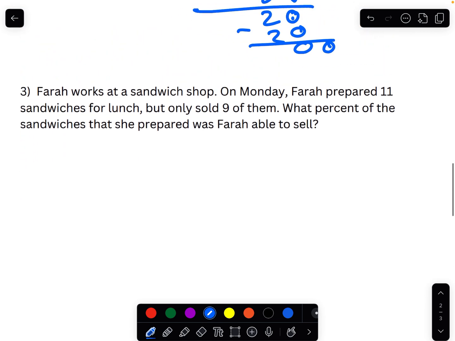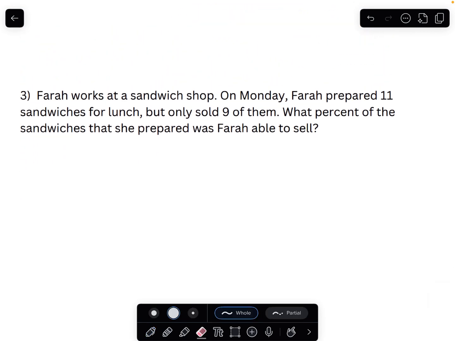Okay, let's do one more just for kicks. We got this. All right. What color should we do? Let's do orange. Orange can be fun. Farah works at a sandwich shop. On Monday, Farah prepared 11 sandwiches for lunch, but only sold 9 of them. What percent of the sandwiches that she prepared was Farah able to sell?